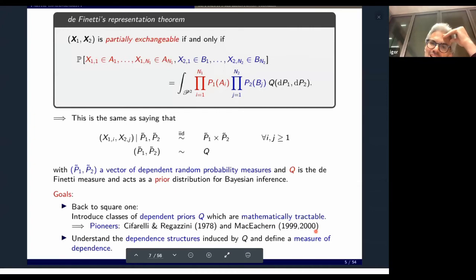Good, but so that's the first thing we need to do. Our goal is to introduce classes of dependent non-parametric priors, relying on the shoulders of Cifarelli, Regazzini, and Steve MacEachern. And the other thing we need to do, and as I said, there's little even in the probabilistic literature, is to understand the dependent structures induced by this Q, which is the law of a vector of dependent random probability measures. And once I understood it, also to develop some kind of measure of dependence, which will be not too easy, right? Because we are working on infinite dimensional spaces.